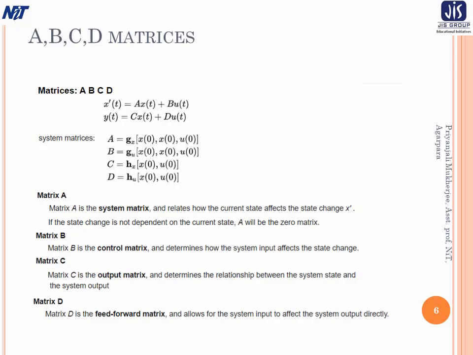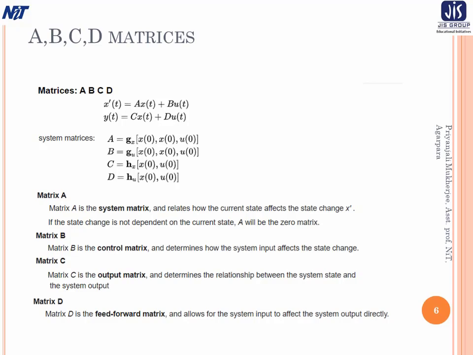Now the system matrix is A, and it relates how the current state affects the state change x dot. If the state change is not dependent on the current state, then A becomes the zero matrix. And the B matrix is known as the input coupling matrix or the control matrix, and it determines how the system input affects the state change.